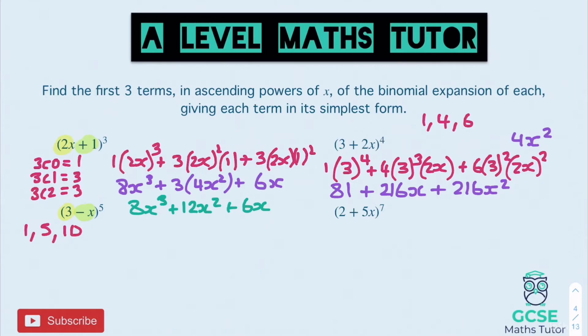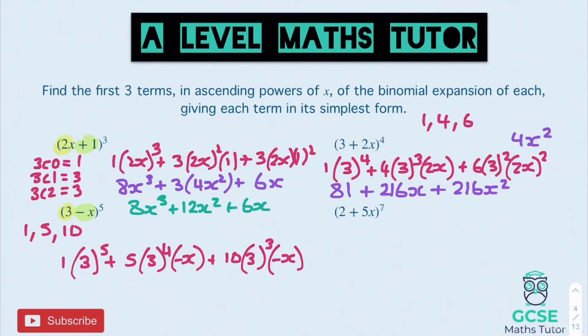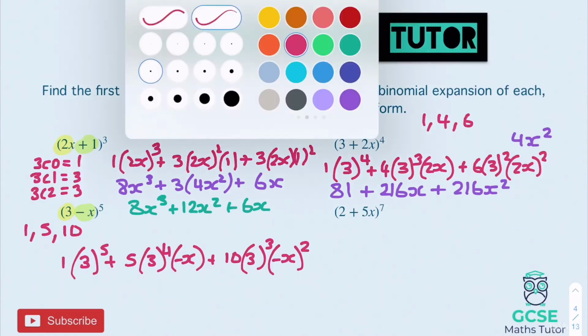So let's have a look then. We have one lot of that first piece, which is 3 to the power of 5. And then we're going to have 5 lots of 3 to the power of 4. And then negative x. And then for the next one, we're going to have 10 lots of, we have 3 to the power of 3, and then negative x to the power of 2. There we go. And let's simplify all of this.